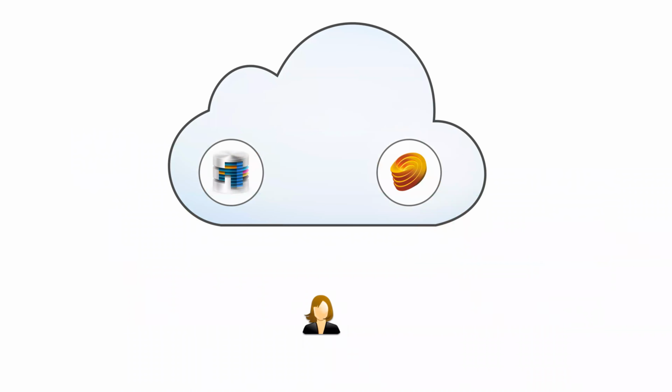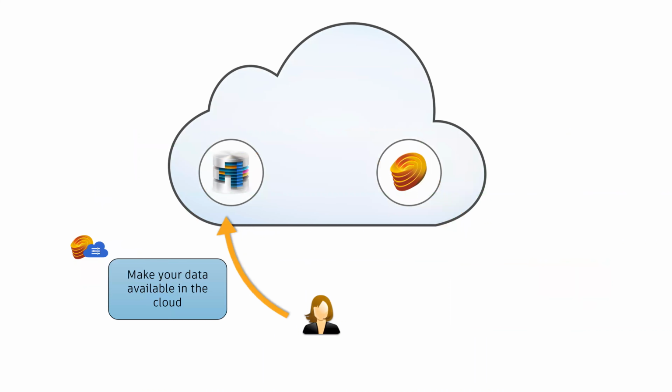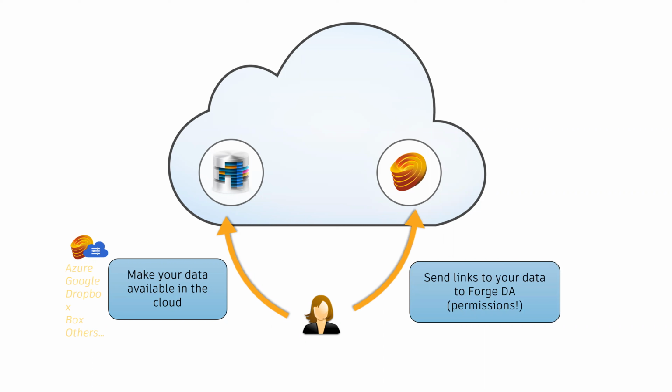So you as a developer, you need to make the data available in the cloud. Design automation is cloud storage agnostic. For that matter, it doesn't care where your data is, as long as the data can be communicated over HTTP. Your data can be on a cloud storage, or your data can be sitting behind a server. We don't really bother. Once you make the data available in the cloud, you need to send those links of your data to Forge Design Automation. If the data is hiding behind some authorization, you need to send those permissions as well.